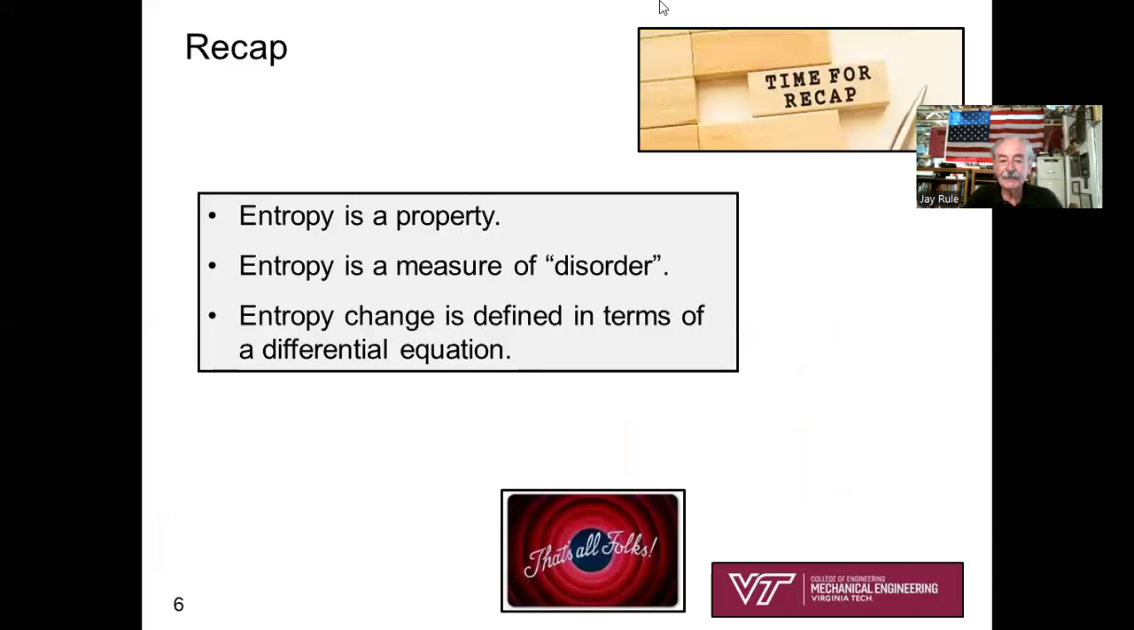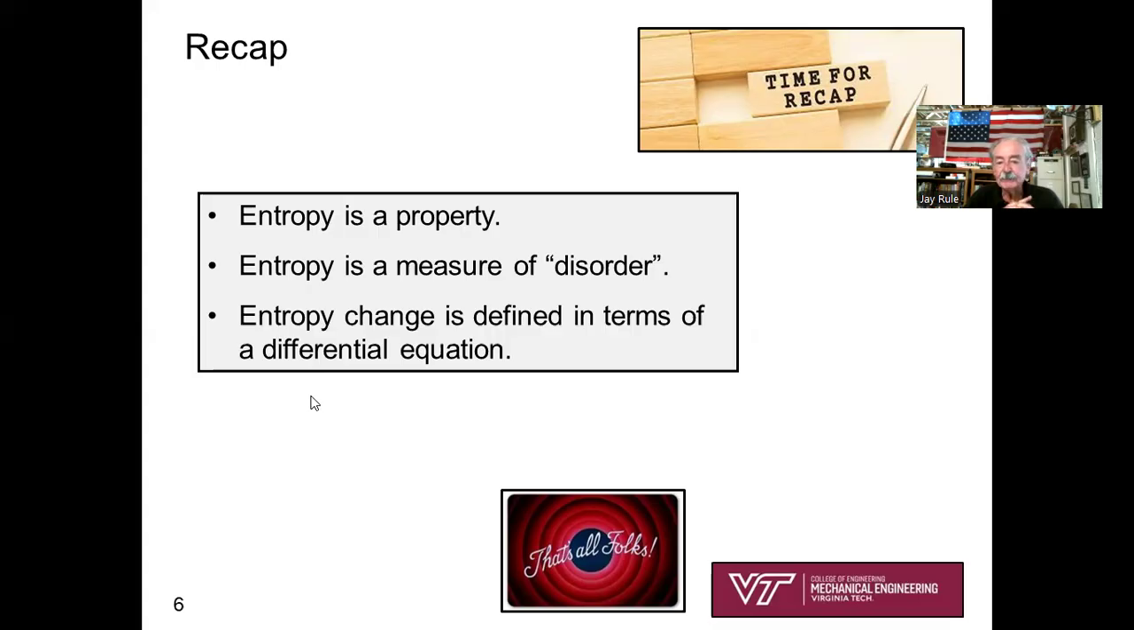Well, that brings us to the end of this video. And there will be some homework problems that will help you. We're going to go on to talk about a little bit more. Let's take a recap of what we covered in this video. Entropy is a property. It's a measure of disorder. It's a property, just like you've mastered other properties. Now we're going to add one, entropy, S. It's a measure of disorder. The bigger the entropy value, the more disordered it is.